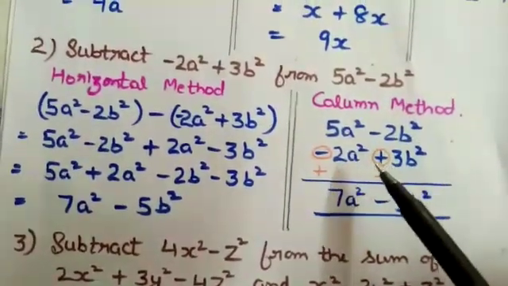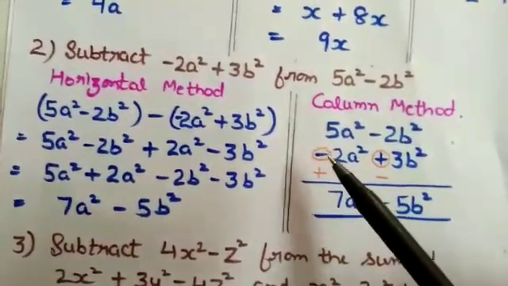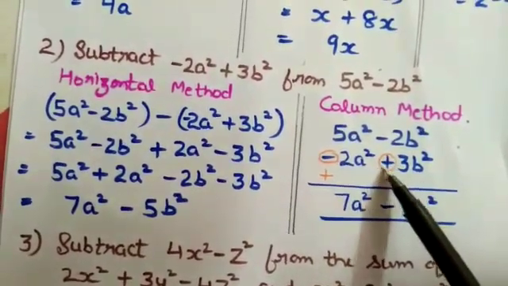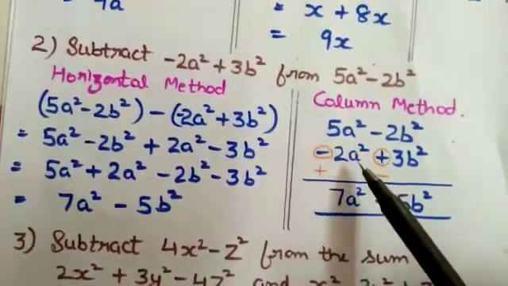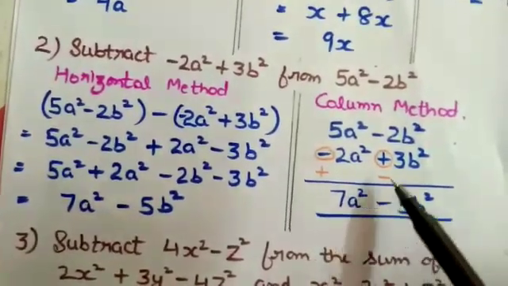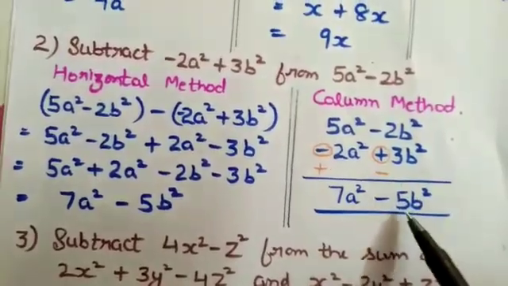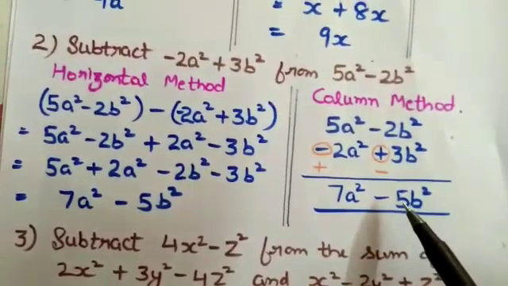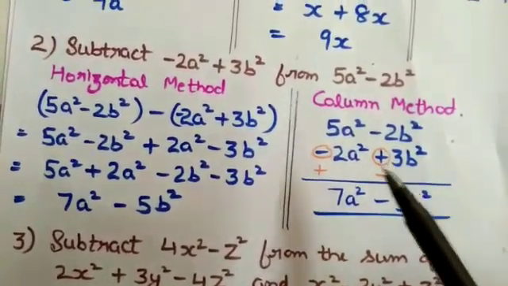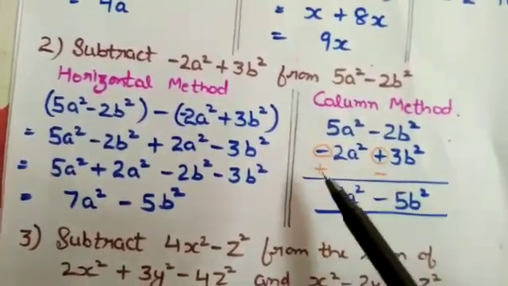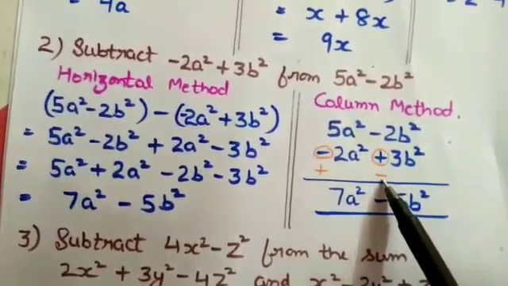Now for subtraction, what you will be doing is changing the sign. Minus you will change into plus, plus will be changed into minus. So 5 plus 2 we will have 7a square. Then we have minus 2b square and minus 3b square, which will be minus 5b square. Remember this thing: for subtraction we are changing the sign, then we will use the changed sign.